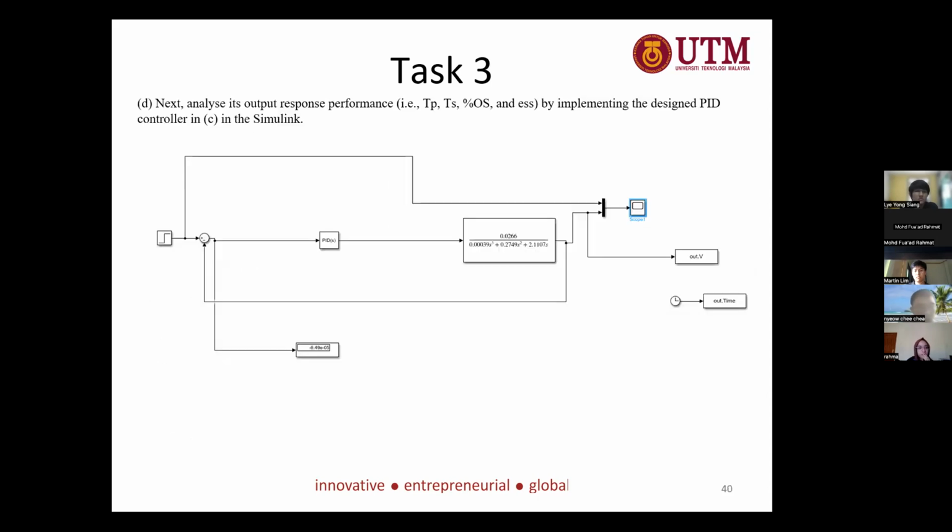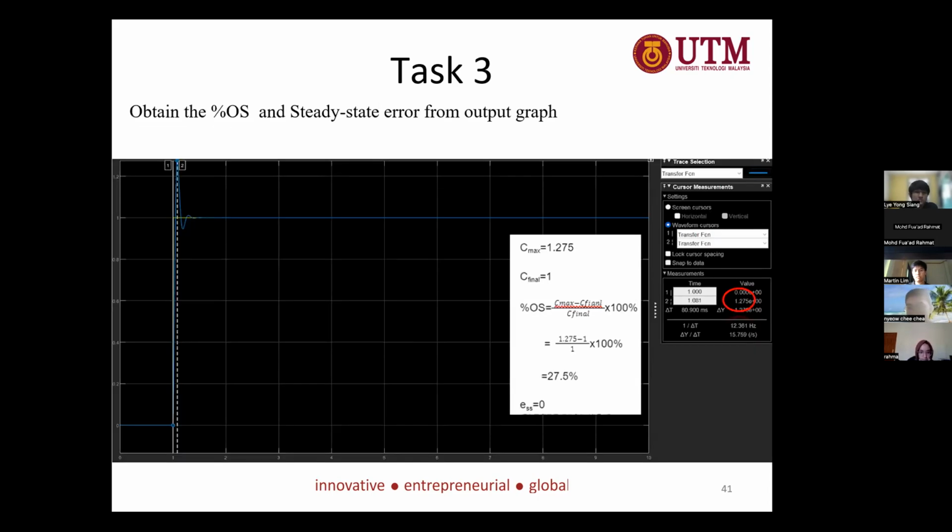Next. Hence, we test our circuit in Simulink, and from the display plot, you can notice that the steady state error is very low, at negative 6.49 times 10 to the power of negative 5. So it is approximately 0. Next. We can also get our overshoot from the output graph. We can notice that the peak value is 1.275 and the final value is 1. So 1.275 minus 1, divided by 1, we get our overshoot is 27.5%, and our steady state error is 0.